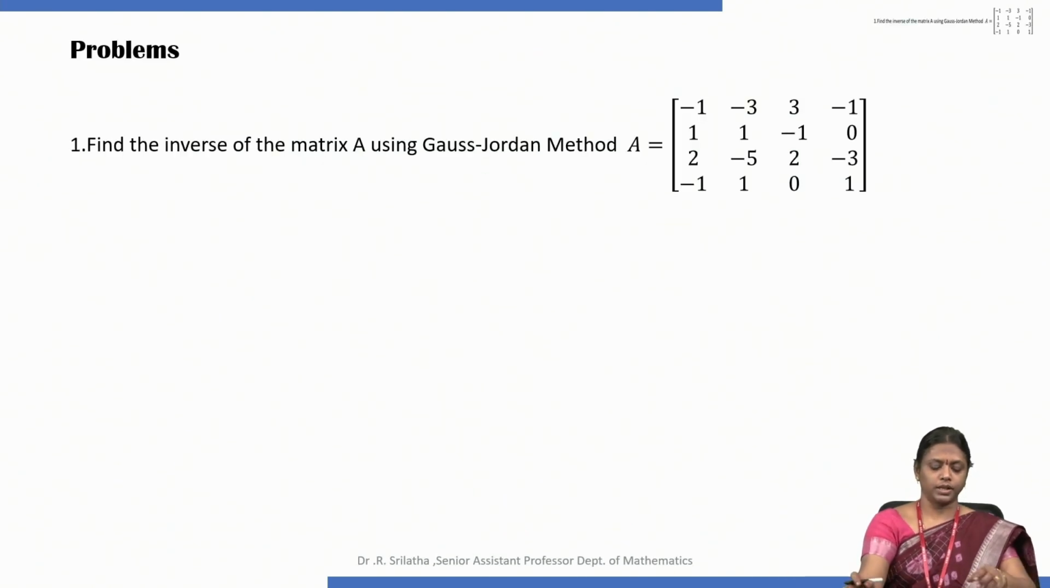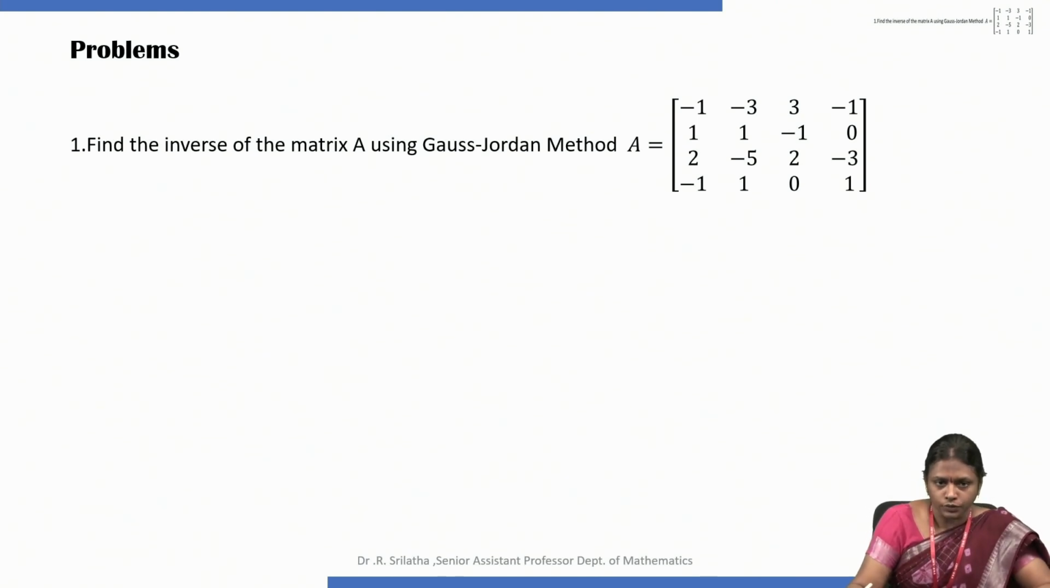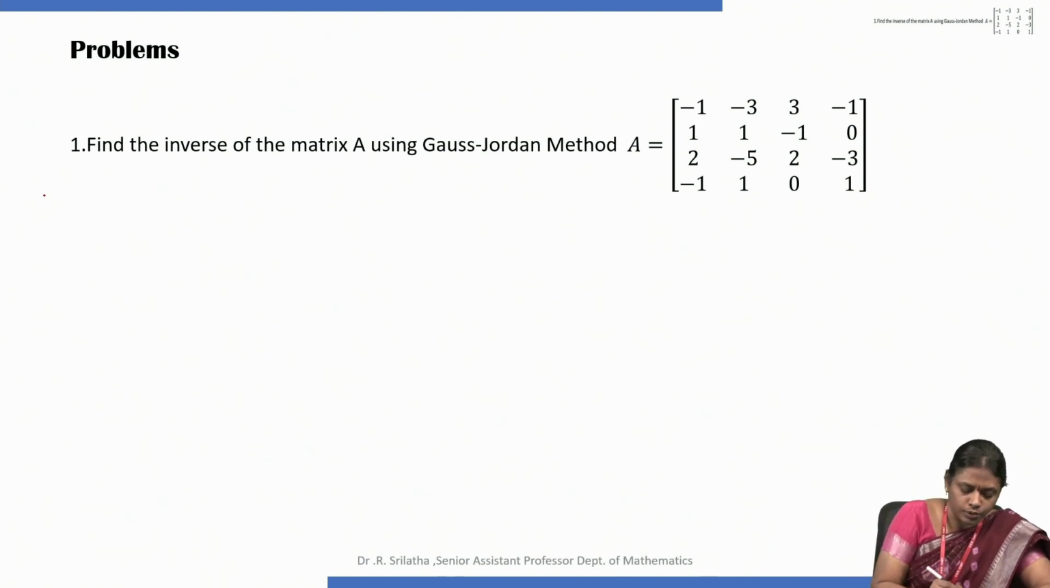We will do one example problem here. We have an example: finding the inverse of the matrix capital A using the Gauss-Jordan method. As we all know, this is the given matrix of order. What is the order of the matrix here?